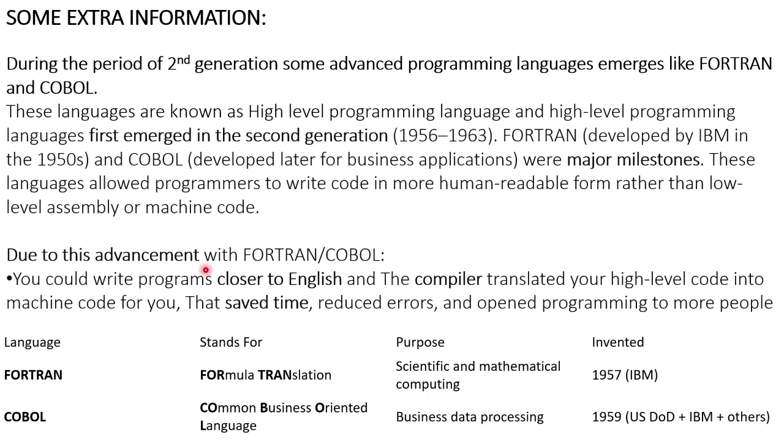Due to the advancement of Fortran and COBOL, you could write programs closer to the English language, and the compiler translated your high-level code into machine code for you. That saves time, reduces errors, and opens programming to more people. Fortran stands for Formula Translation, used for scientific and mathematical computing, and was invented by IBM in 1957. Similarly, COBOL, which stands for Common Business Oriented Language, used for business data processing, was invented in 1959 by the US DoD, IBM, and some other companies.